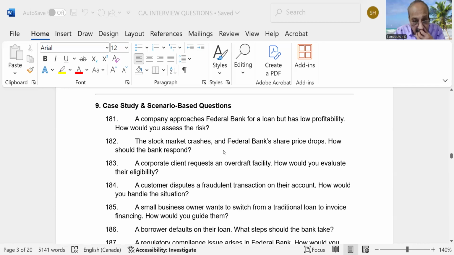The stock market crashes and the Federal Bank share price drops. How should the bank respond? This question I think we can delete.